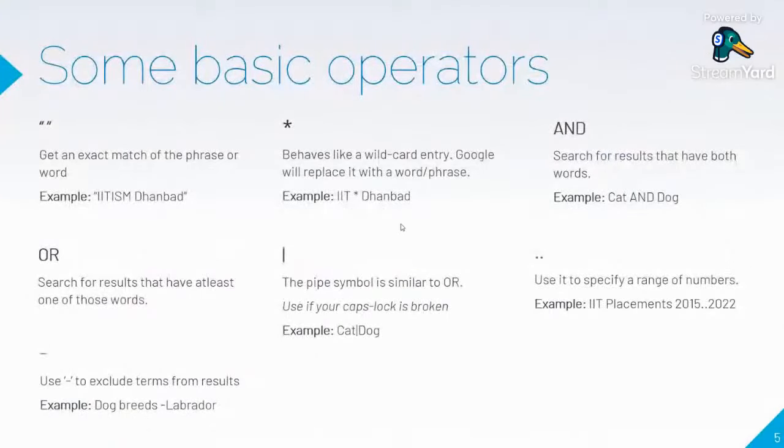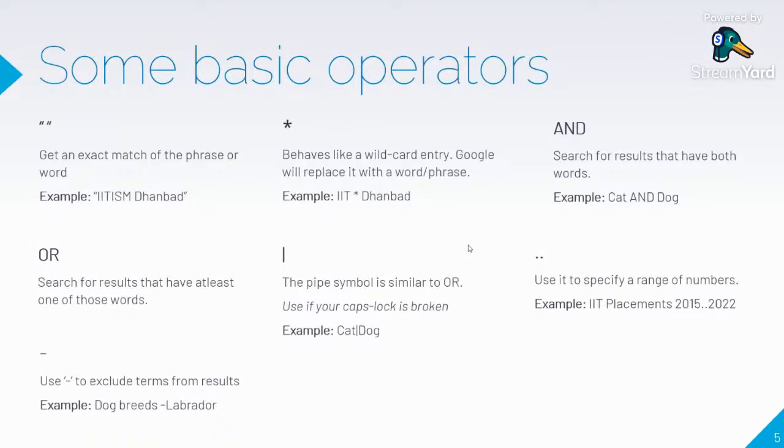Moving on to the next operator, the AND operator. The AND operator needs to be in all caps: capital A, capital N, capital D. What it does is search for results that have both the words. Suppose you want to list all those websites that have the word cat and the word dog in them, then you can search cat, capital AND, then dog. Then all the results will have both cat and dog in them.